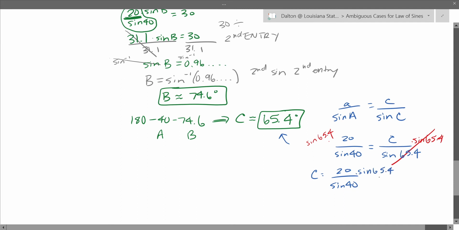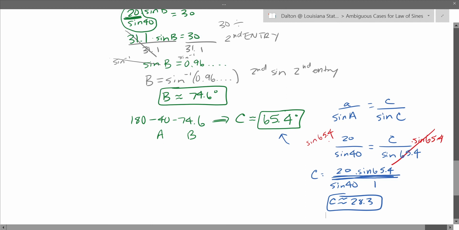20 over the sine of 40 times the sine of 65.4. And again, since this is over 1, technically this is one big fraction. So in your calculator, you'll type in 20 times the sine of 65.4, all divided by the sine of 40, and you should get that side C is approximately 28.3. Okay, unfortunately, we're not done.